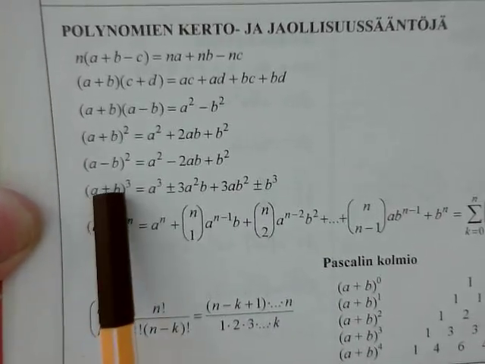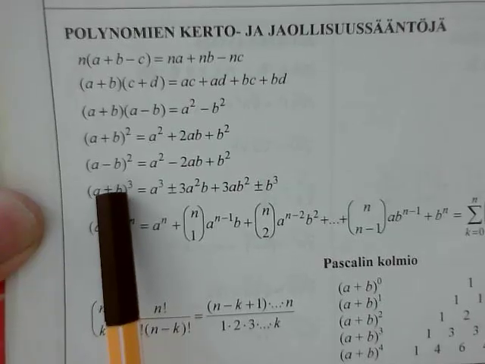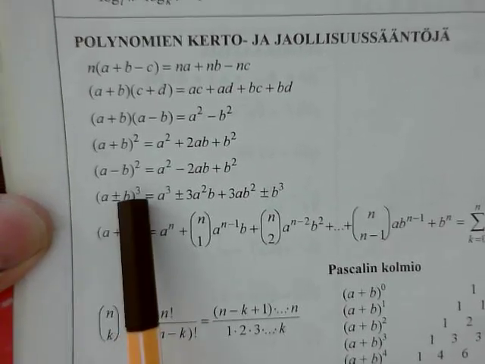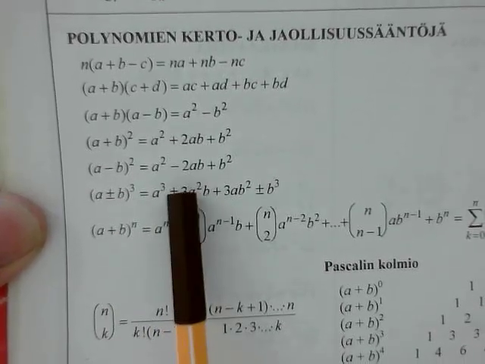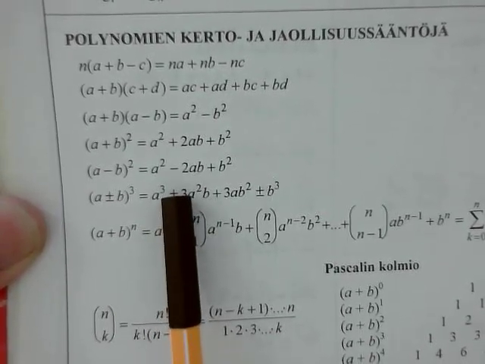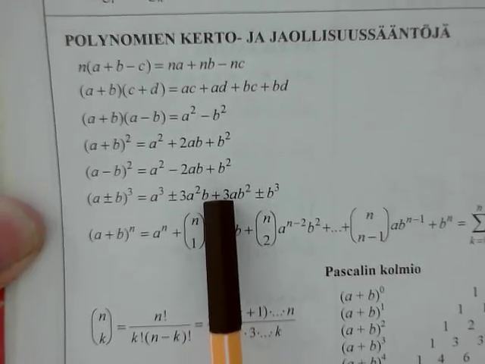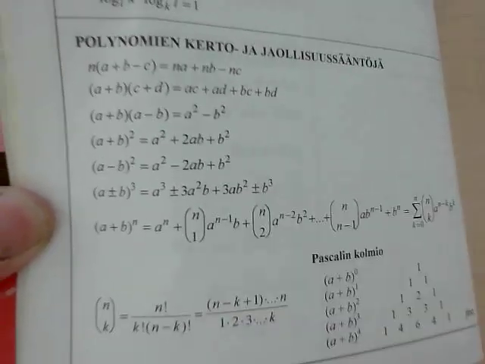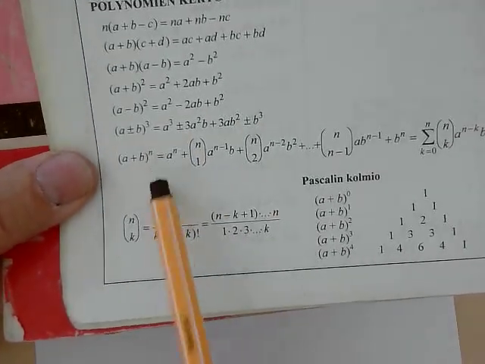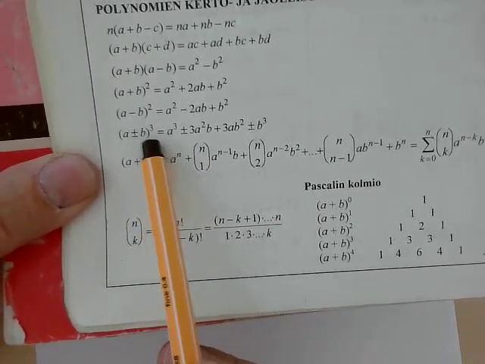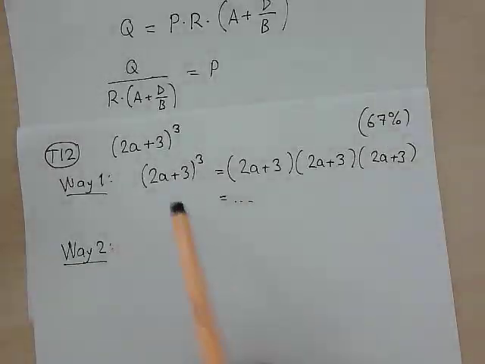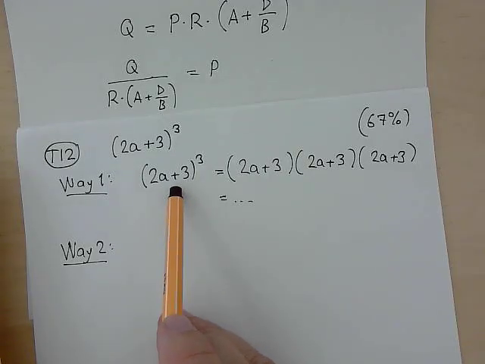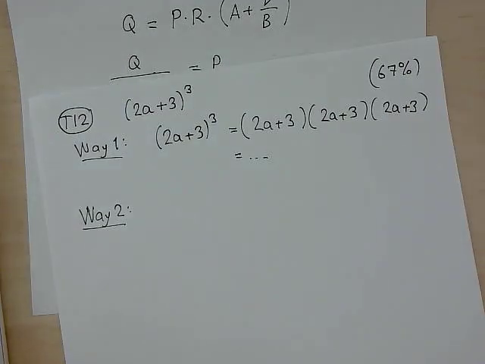Actually, there are 2 formulas in this same row. One is with the upper sign, so if there is plus inside the brackets, a plus b, we have to use those top signs. So here take plus, here is only one sign plus, and here is also plus. If there is minus inside the brackets, then we have to take these lower signs. But now we have 2a plus 3, there is a plus sign. So we will use the formula.